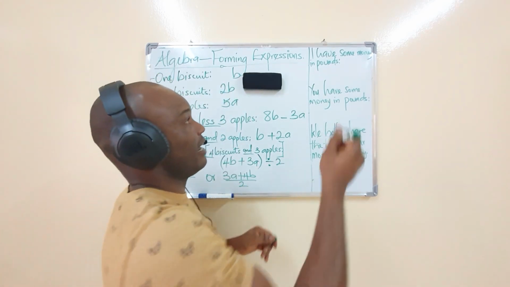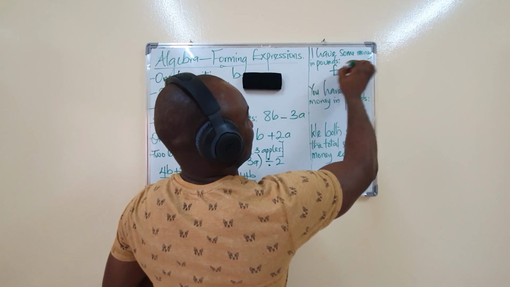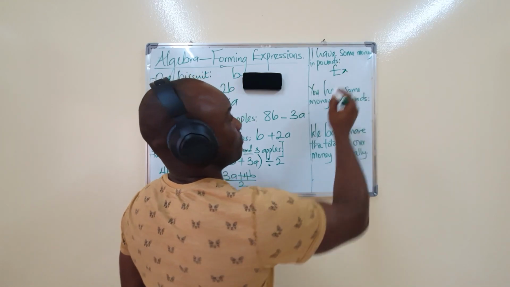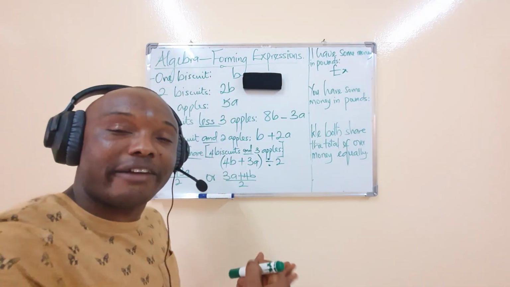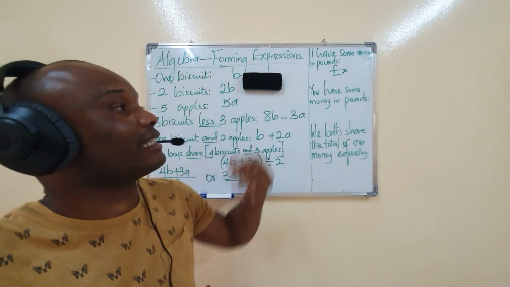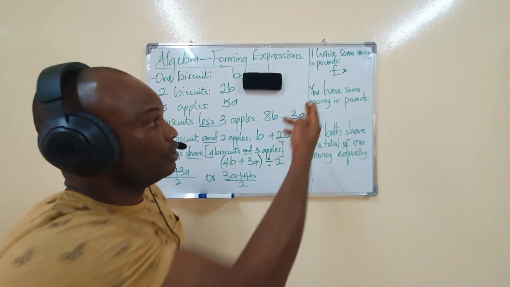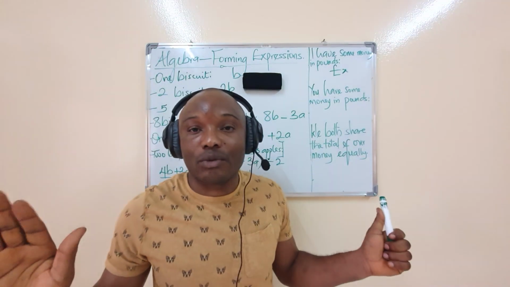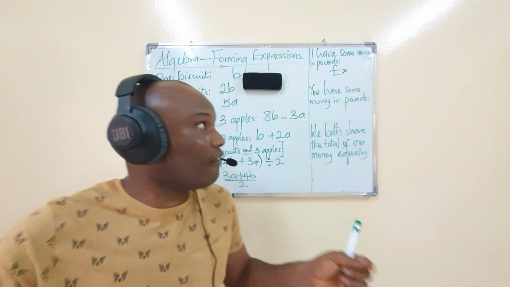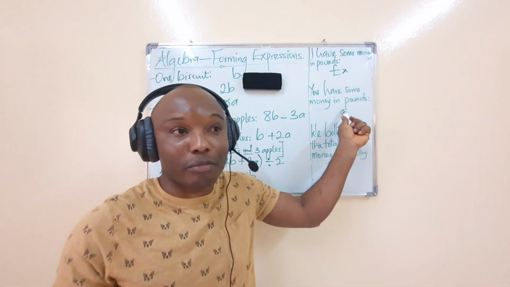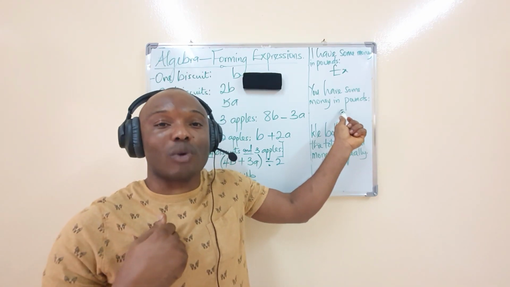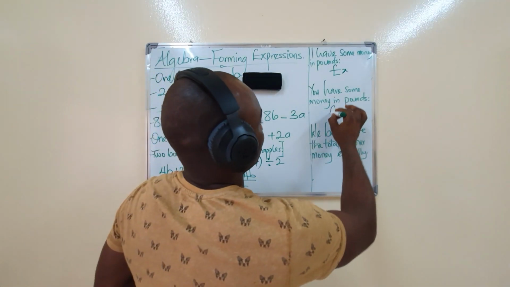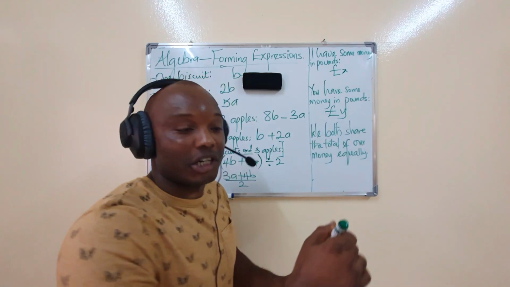So let's say I have X money. Since it's pounds, I start with a pound sign. That's how to write money. You write the sign first before the amount. So I have £X. You have some money in pounds. The expression never said that we have equal amounts of money. Therefore, all you will need to do this time is to use a different symbol to represent your money. I'm going to use Y to represent it. So I will say you have £Y.